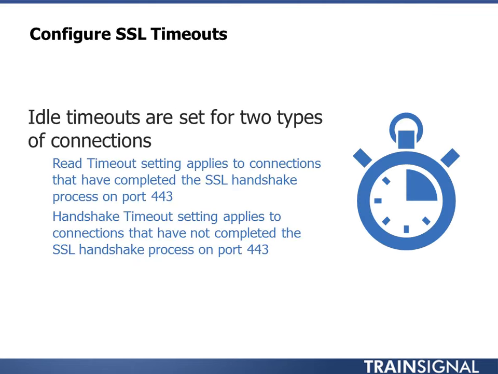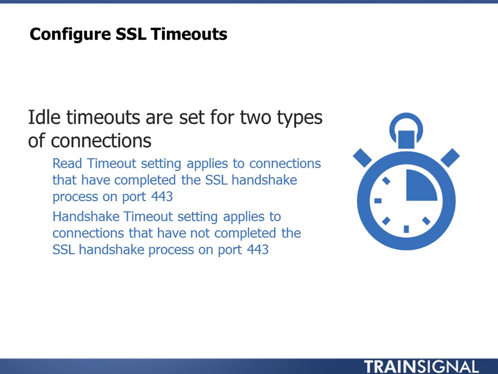SSL timeouts are fairly simple. Idle timeouts are set for two types of connections. The read timeout setting applies to connections that have completed the handshake process on 443. Basically, that means it's established an SSL connection, and it's a kind of idle timeout. The handshake timeout applies to connections that have not completed the SSL handshake. So it's something that's connected on 443, but we haven't completed the SSL key exchange and all that good stuff. It's like a half-open kind of connection.